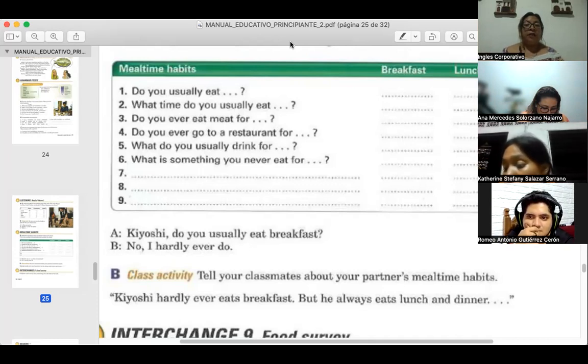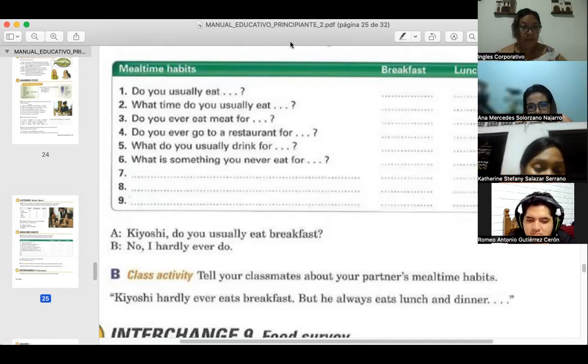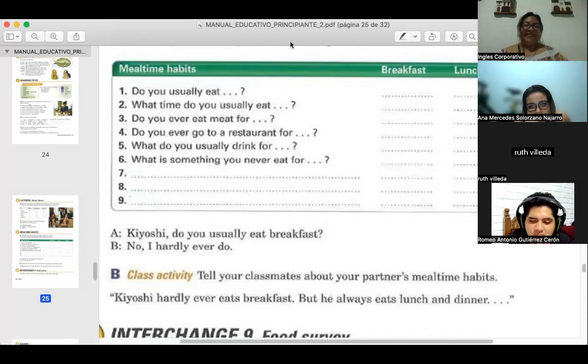Vaya, veamos el siguiente ejemplo. Do you ever eat meat for dinner? ¿Cuáles podrían ser las respuestas ahí? Give me examples. Como dijo, teacher, que no escuché bien. Do you ever eat meat for dinner?